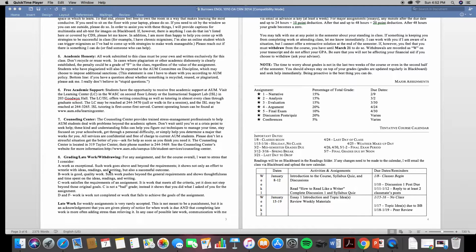I want to mention grading for a second, which is under number 8 here. I want to stress that a C is not a bad grade. A C tells me you did what I asked you to do. You didn't necessarily go beyond what I asked you to do, but you fulfilled all of the requirements of the assignment. If you want a B, you have to go above and beyond the basics. If you want an A, you have to go even further beyond that.